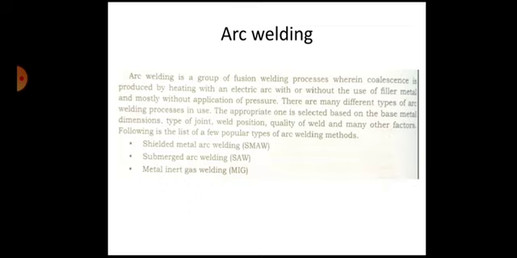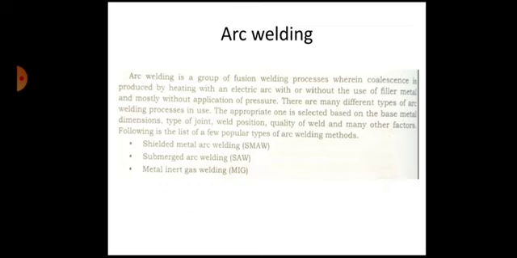Arc welding. Okay. We have already studied gas welding. The next topic is arc welding, where an arc is produced. It is a type of fusion welding process, where the coalescence is produced by heating with an electric arc, with or without the use of filler metal and mostly without application of pressure. Here pressure is not required.